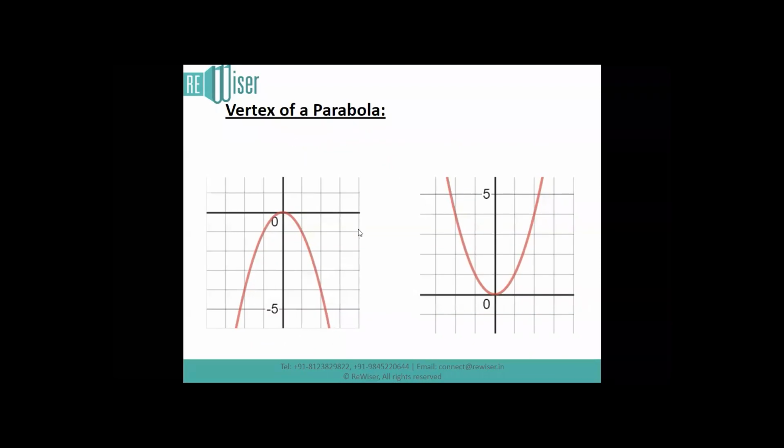Now if I talk about the line of symmetry, or you can also say the axis of symmetry. As we know, this is the vertex of your graph, which is h comma k.